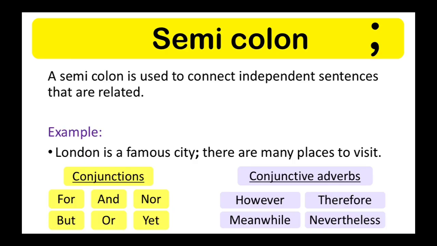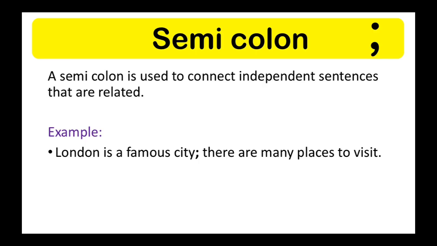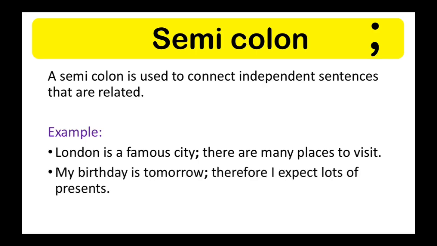These are only a few examples of conjunctions and conjunctive adverbs. There are many, many more. So make sure you research this. For example, my birthday is tomorrow; therefore I expect lots of presents. The conjunctive adverb, therefore, is used, so a semicolon has been inserted just before the conjunctive adverb.